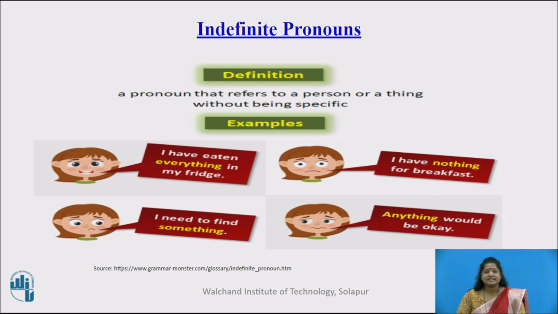I have eaten everything in my fridge. Here everything is an indefinite pronoun. I have nothing for breakfast. I need to find something or anything would be okay. In these sentences, the words with yellow color, everything, nothing, anything, and something are indefinite pronouns.